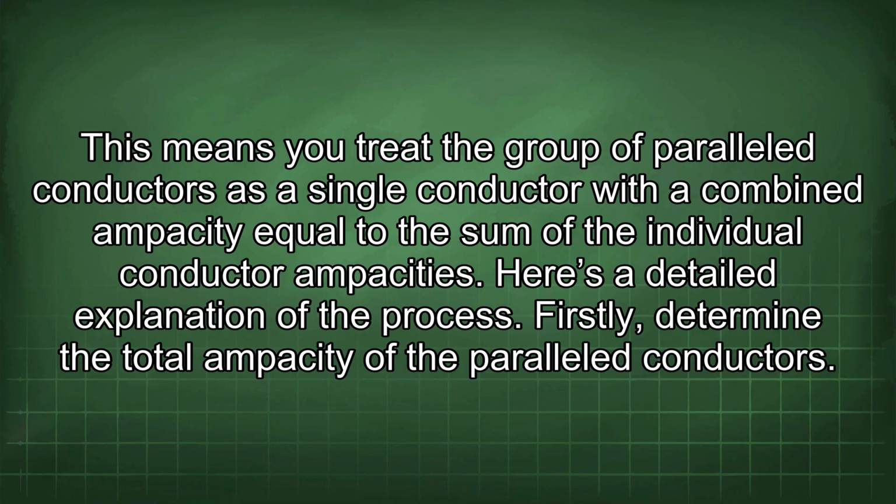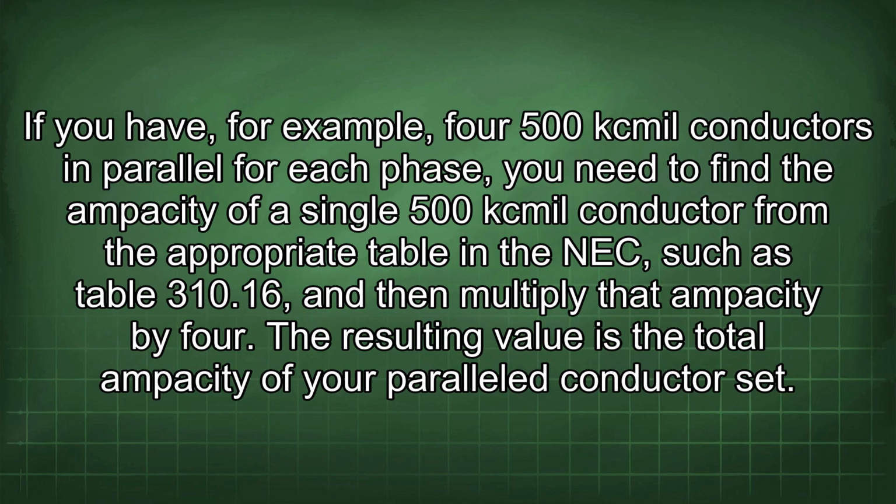Firstly, determine the total ampacity of the paralleled conductors. If you have, for example, 4 500 kcmil conductors in parallel for each phase, you need to find the ampacity of a single 500 kcmil conductor from the appropriate table in the NEC, such as Table 310.16, and then multiply that ampacity by 4. The resulting value is the total ampacity of your paralleled conductor set.